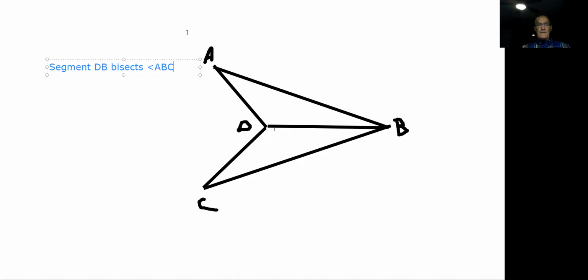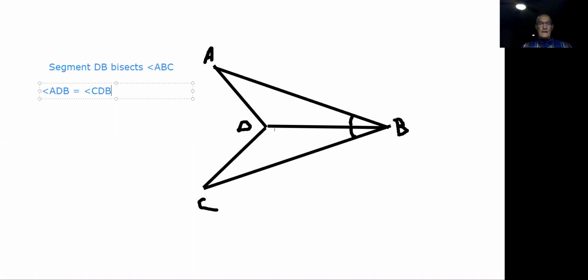Now, if I tell you that happens, then you know that DB bisects angle ABC. So that means that this angle right here and this angle right here are congruent. Now then, a second given statement is that angle ADB is congruent to angle CDB.